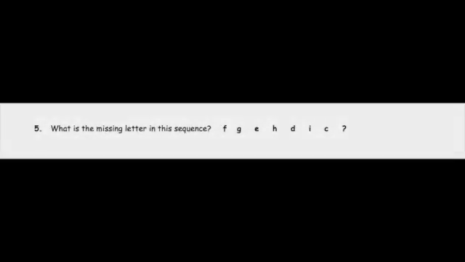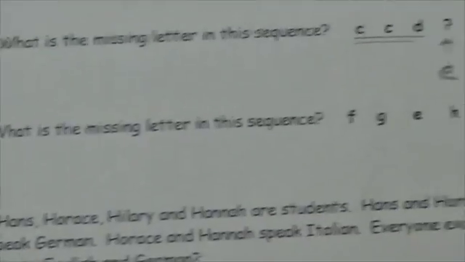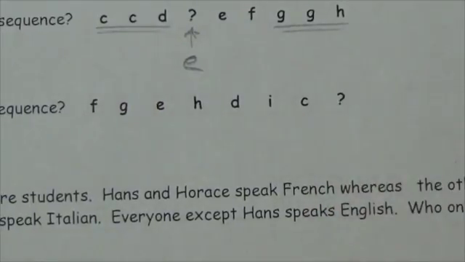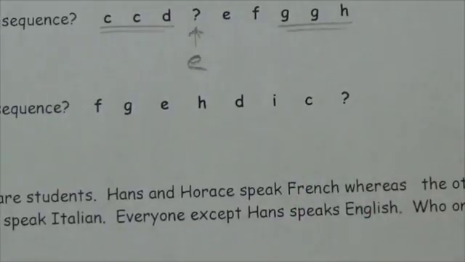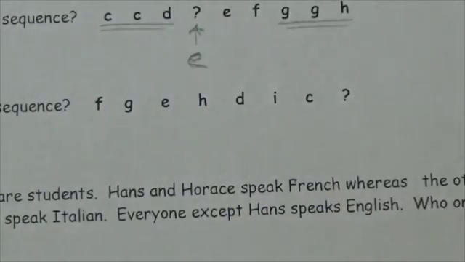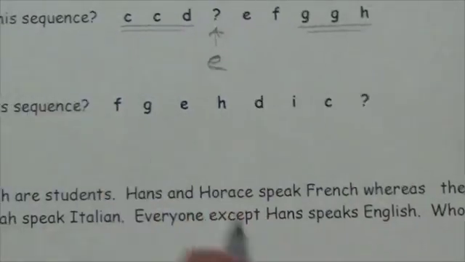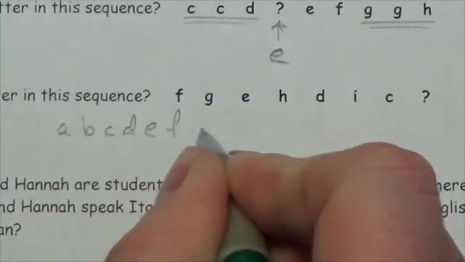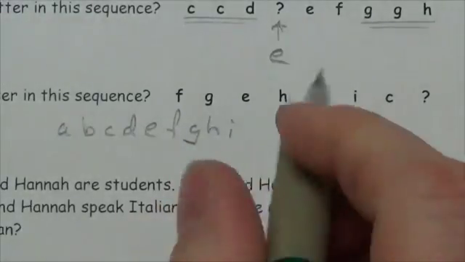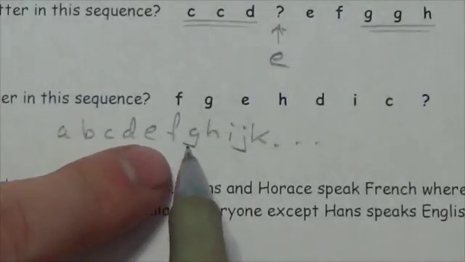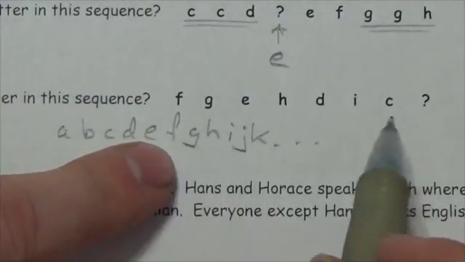What is the missing letter in this sequence? Okay, so in this sequence, very similar to the one before it, we're just trying to figure out what that last symbol's supposed to be here. Now, take a look at what we've got here. F, G, E, H, D, I, C. Now, I'm going to give myself a little bit of help here. I'm going to write out A, B, C, D, E, F, G, H, I, J, K, and so on.